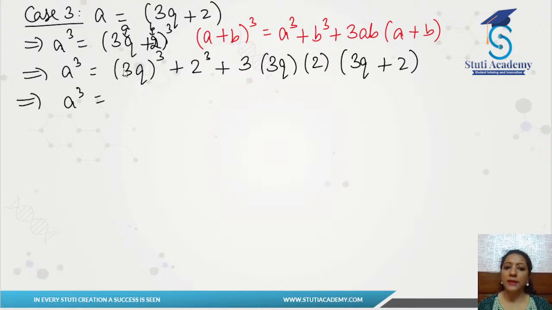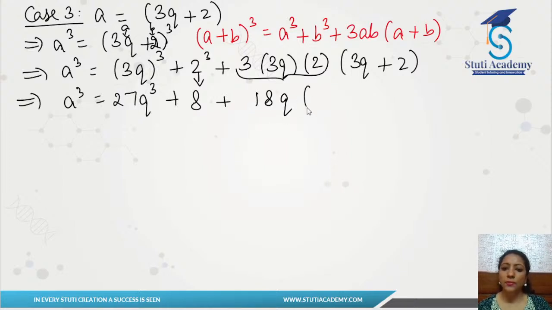Now we can write (3q) cube as 27q cube. This 2 cube is 8. We can multiply all of these. We'll get 3 into 3, that's 9. 9 into 2, that's 18. 18q into (3q plus 2).